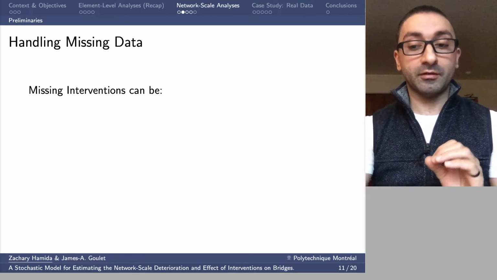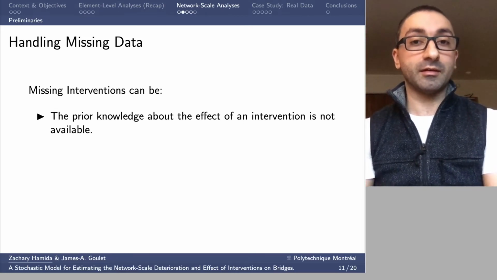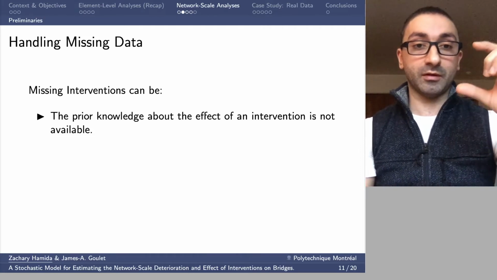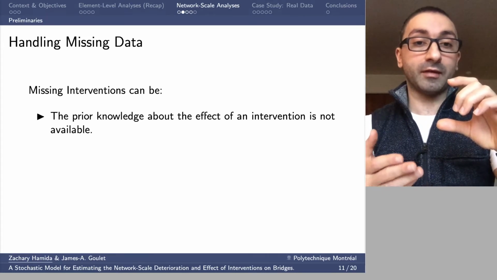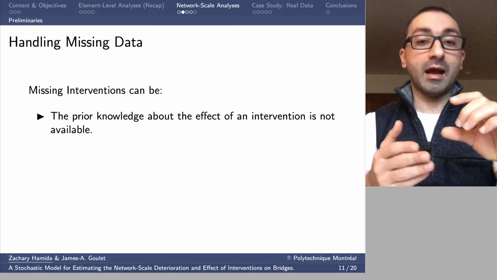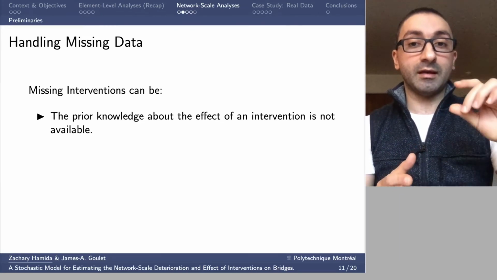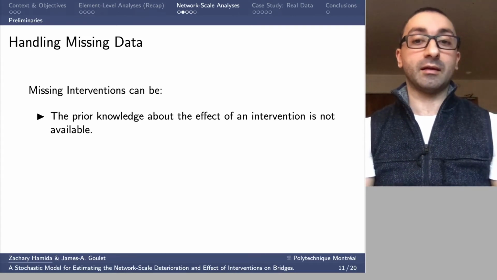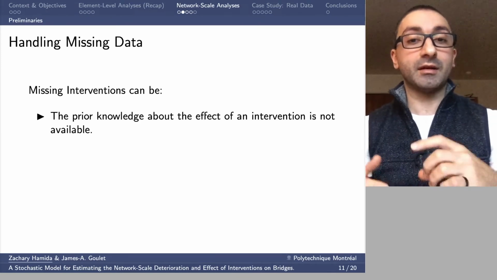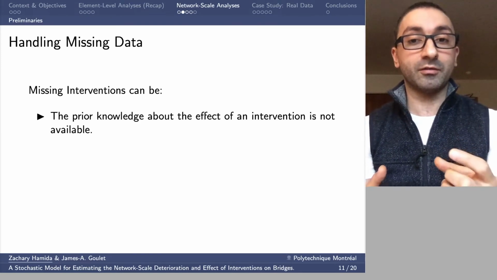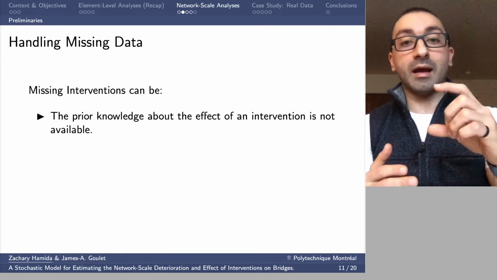Missing interventions could mean the prior knowledge about the effect of an intervention is not available. As we saw the jump in the condition, we have created a model that was able to estimate the jump associated with each type of intervention. So we can quantify this jump. However, in some cases, we might not have enough data to quantify this prior knowledge. So this prior knowledge could be missing, and we need to handle this.